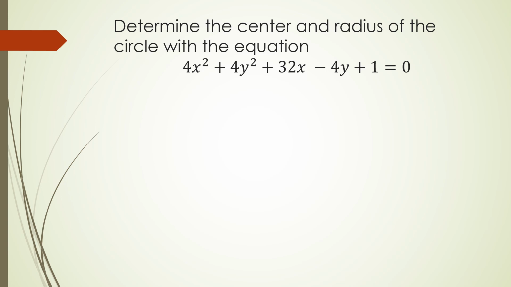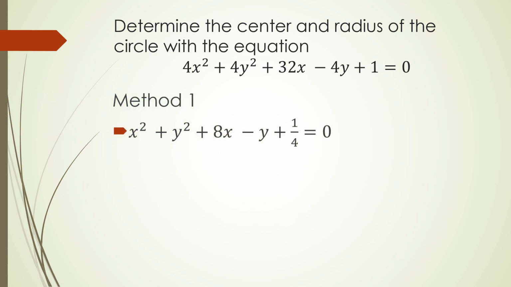In this case, we have to convert the given equation into its standard form in order for us to easily determine the center and radius of the circle. So for our method 1, the first step is to divide all of the terms in the equation by 4, since the numerical coefficient of x² and y² is 4. So we'll have x² + y² + 8x - y + 1/4 = 0.